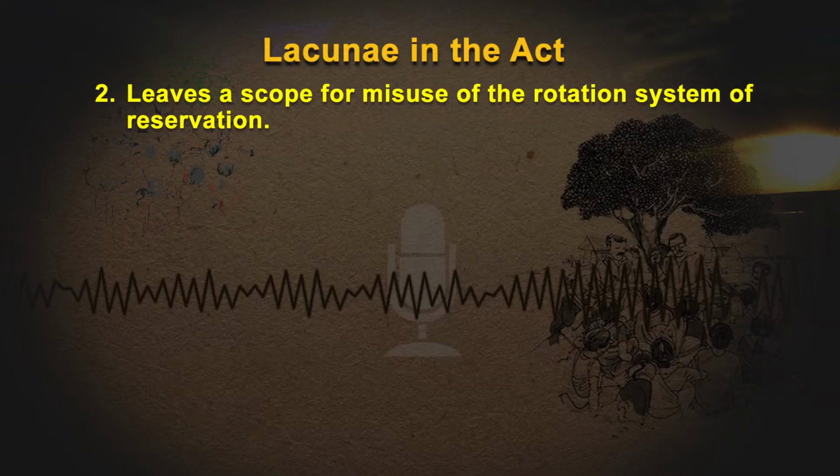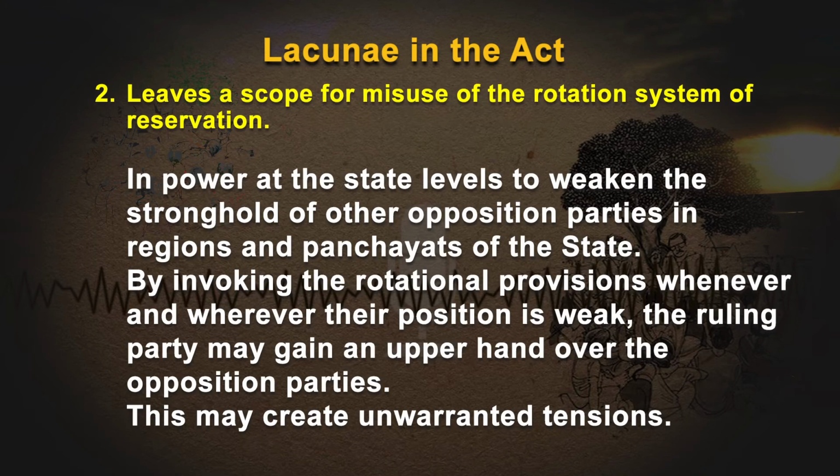2. Leaves a scope for misuse of the rotation system of reservation. The reservation scheme of the office of chairpersons of panchayats in rotation may be misused by the party in power at the state level to weaken the stronghold of other opposition parties in regions and panchayats of the state.